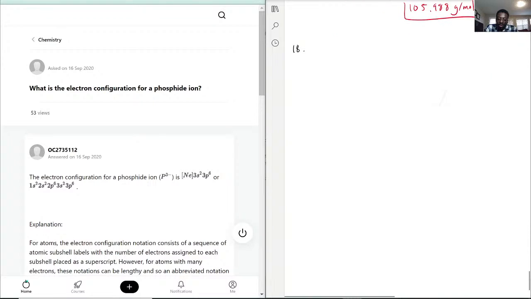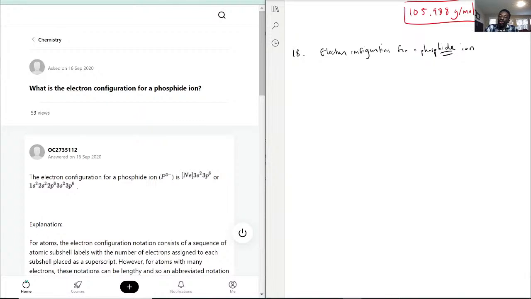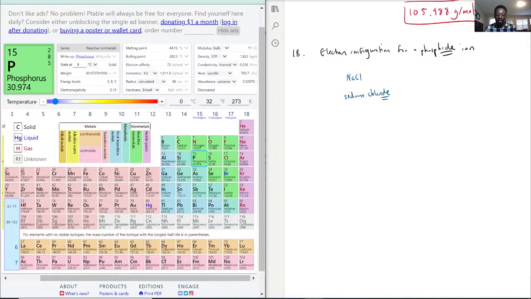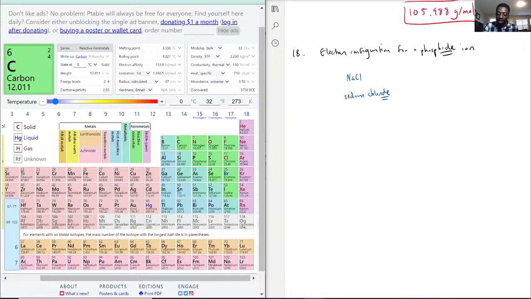So now this question is asking for the electron configuration for a phosphide ion. Okay, so to answer this question, first I have to answer the question of what is a phosphide ion. So let's use other elements to figure that out. We have NaCl. The name of that is sodium chloride, ending with IDE. So when things end with IDE, it means it's going to be the ion of the element they're referring to, in this case phosphorus. So let's start with what phosphorus is.